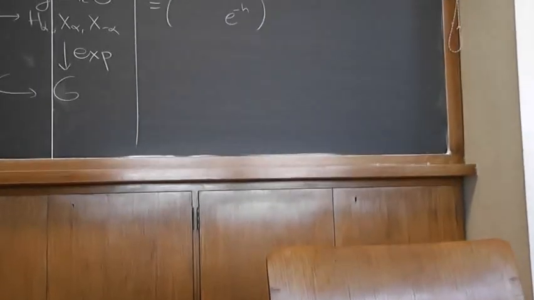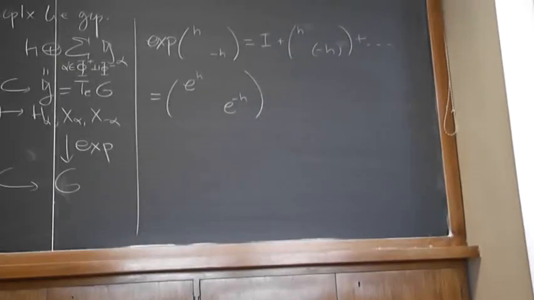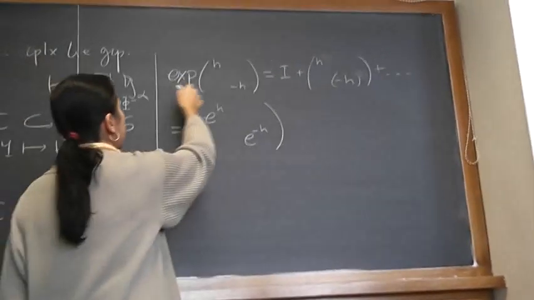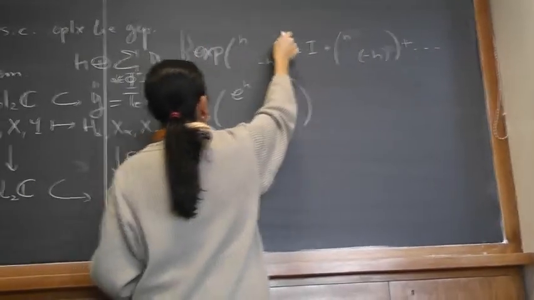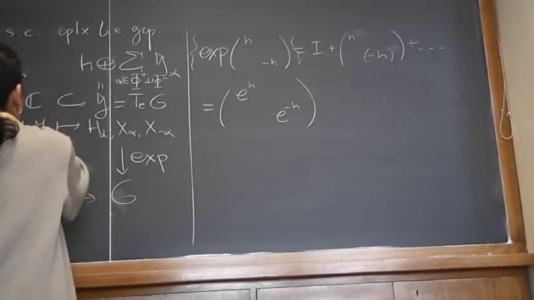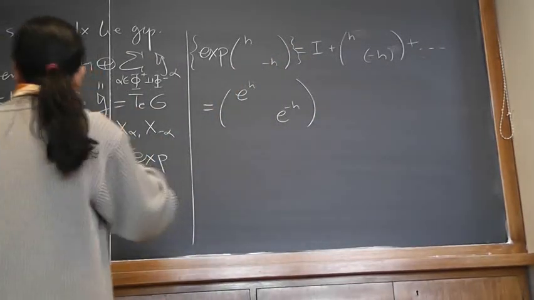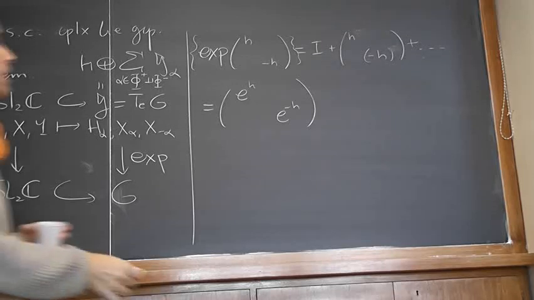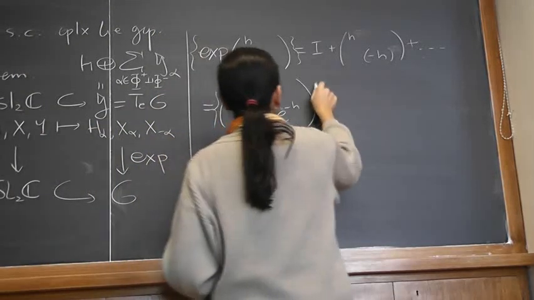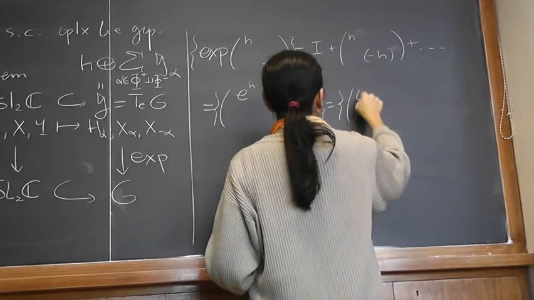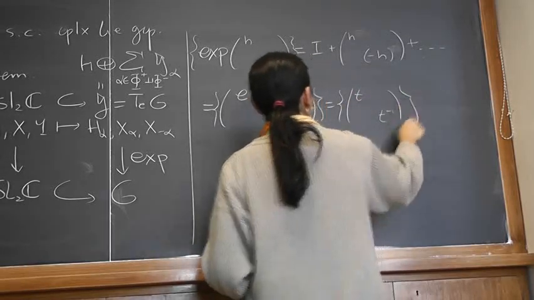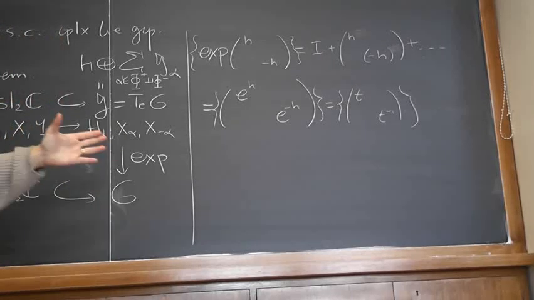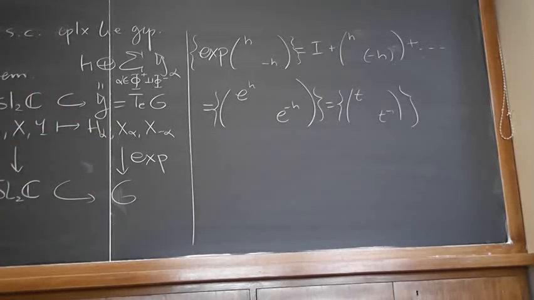So since we are in a complex field, if I'm looking at all the exponentials of all the elements in H, H meaning the Cartan inside the SL2, this is really the set of all the matrices of this form, P minus 1, okay? It has this form because, okay, we're over the complex.